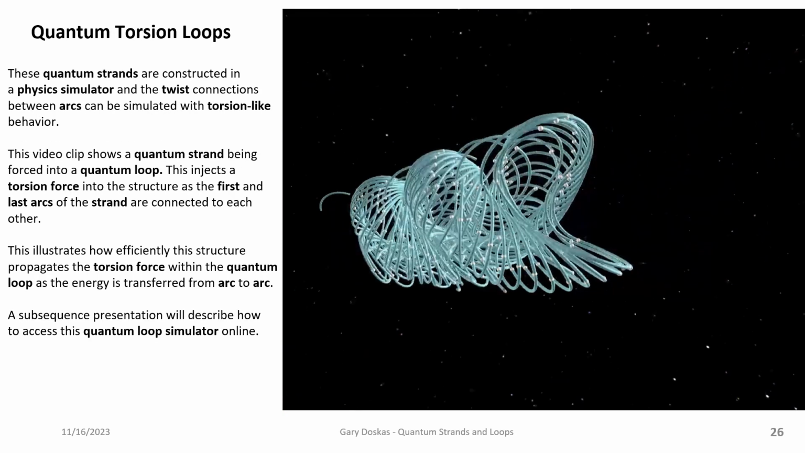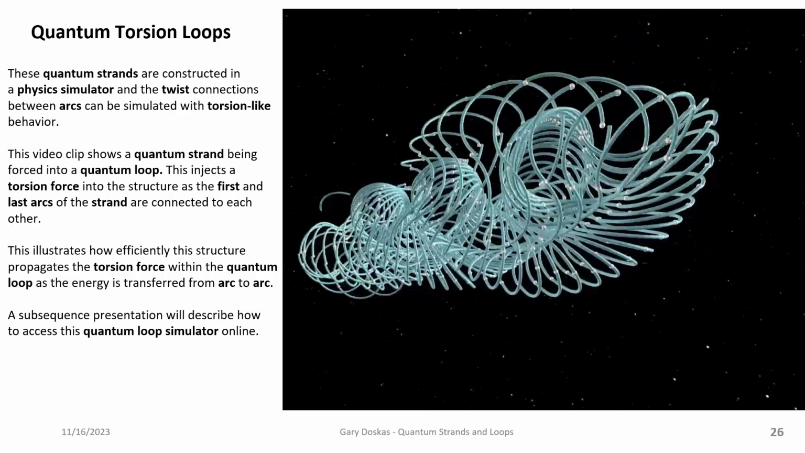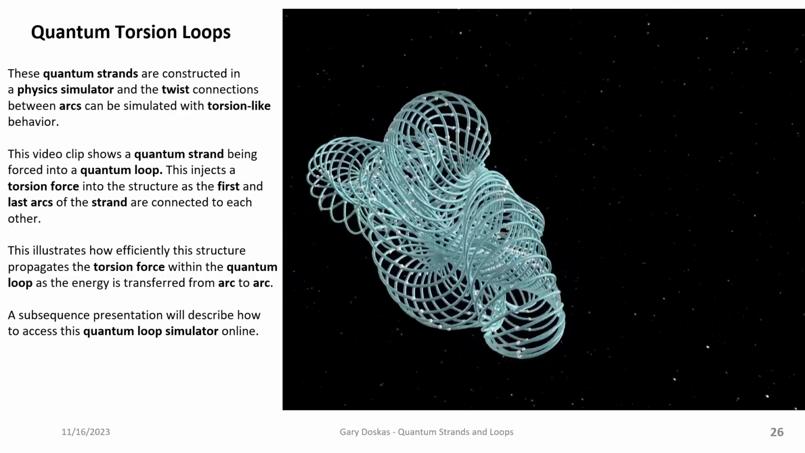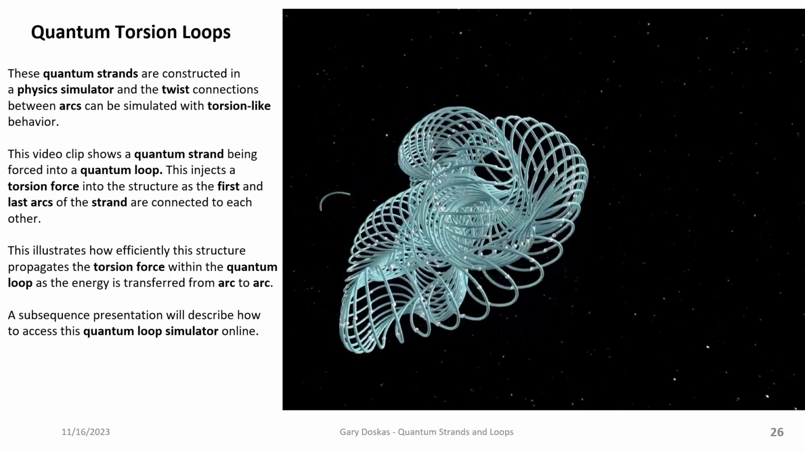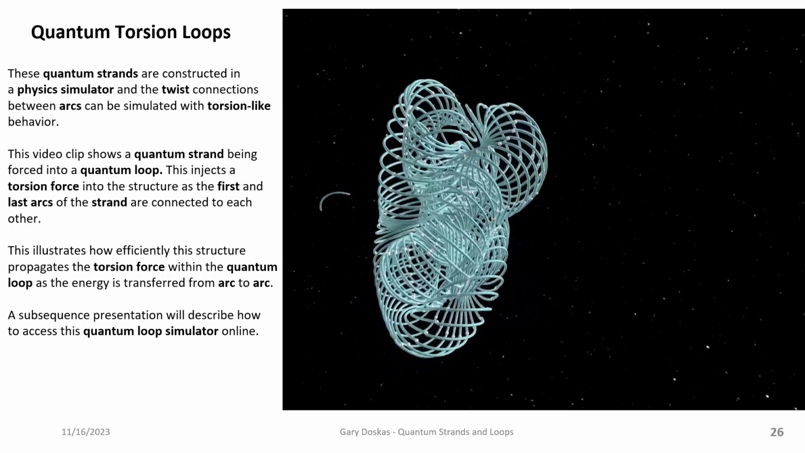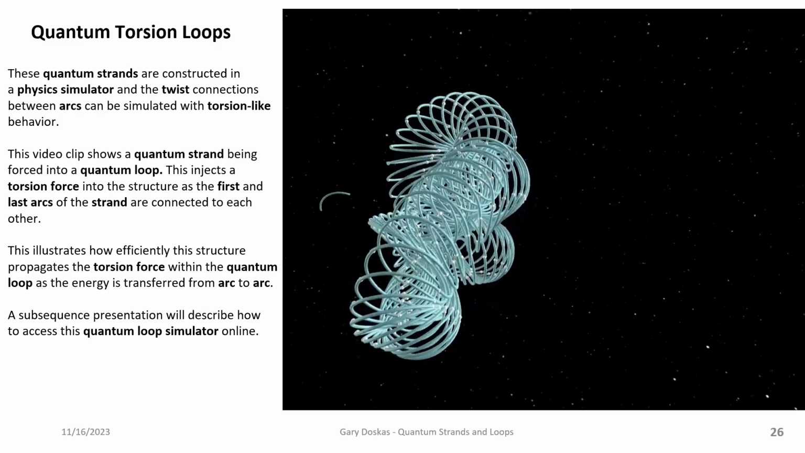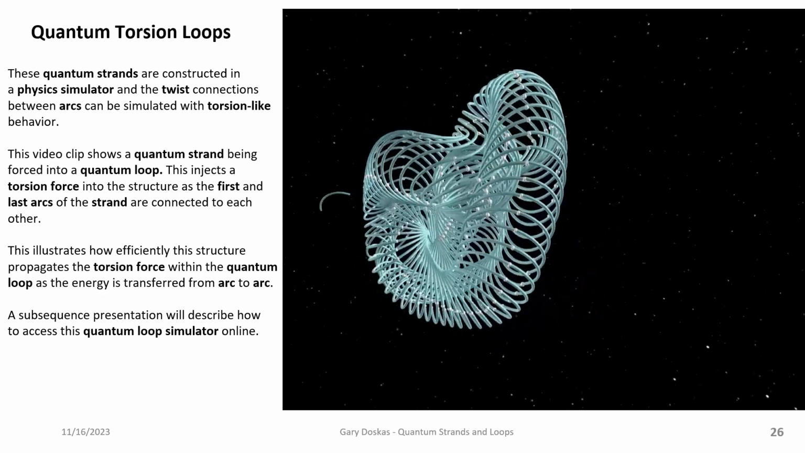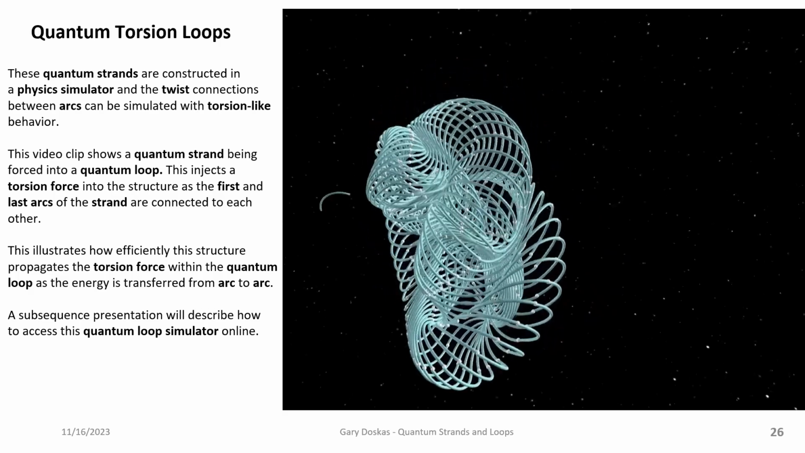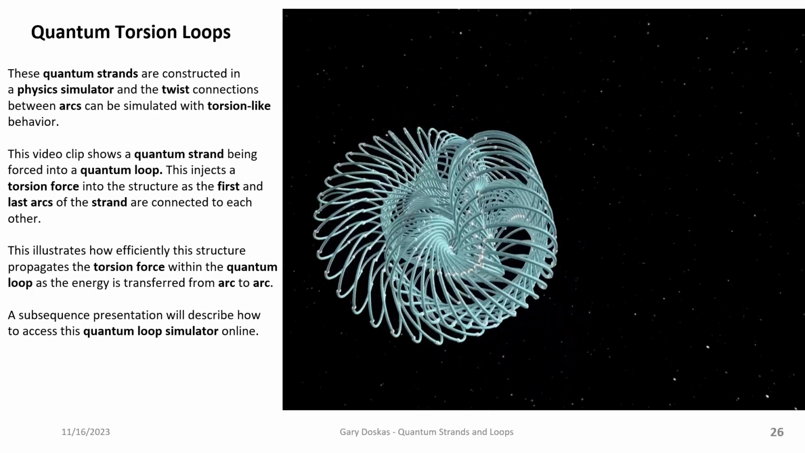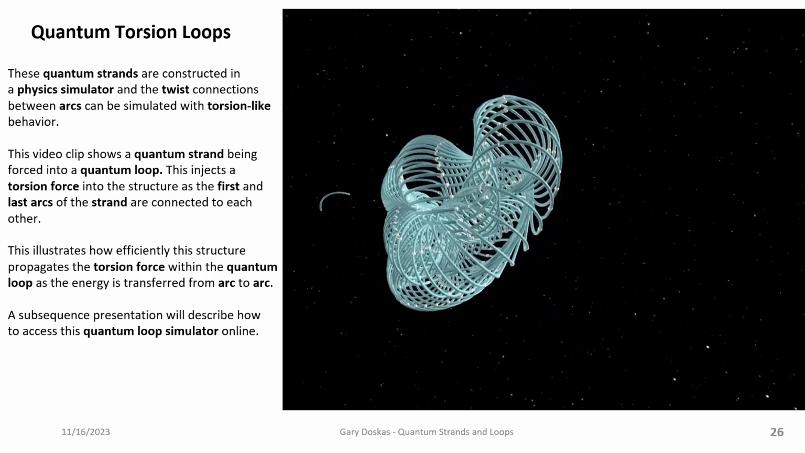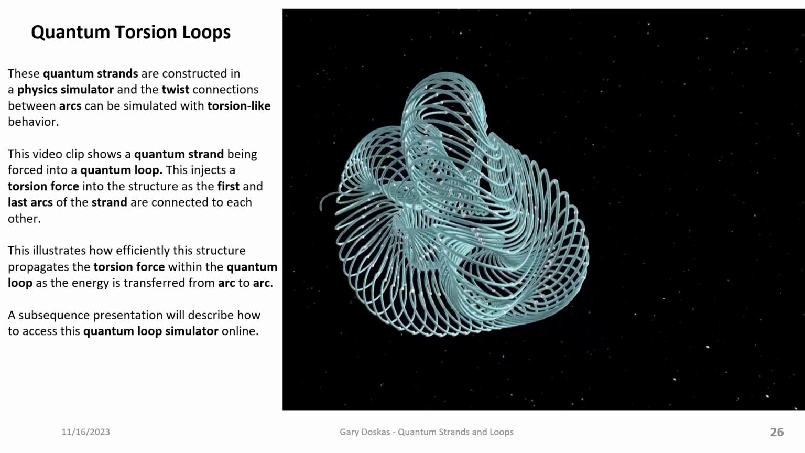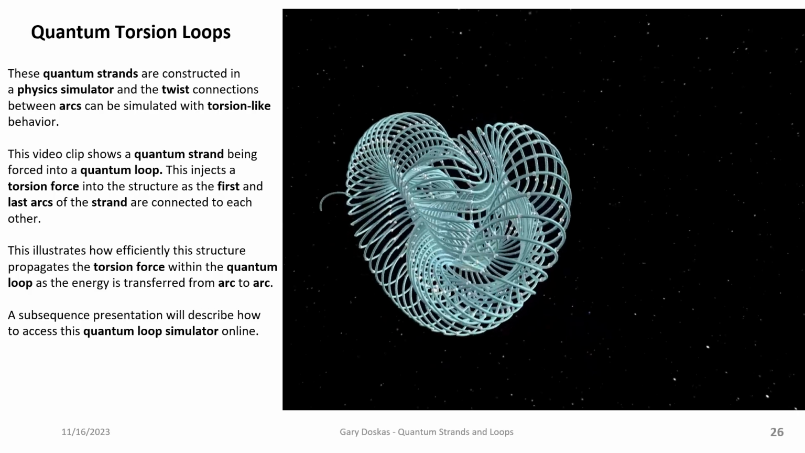Quantum torsion loops. These quantum strands are constructed in a physics simulator, and the twist connections between arcs can be simulated with torsion-like behavior. This video clip shows a quantum strand being forced into a quantum loop. This injects a torsion force into the structure as the first and last arcs of the strand are connected to each other. This illustrates how efficiently the structure propagates torsion force within the quantum loop as the energy is transferred from arc to arc.